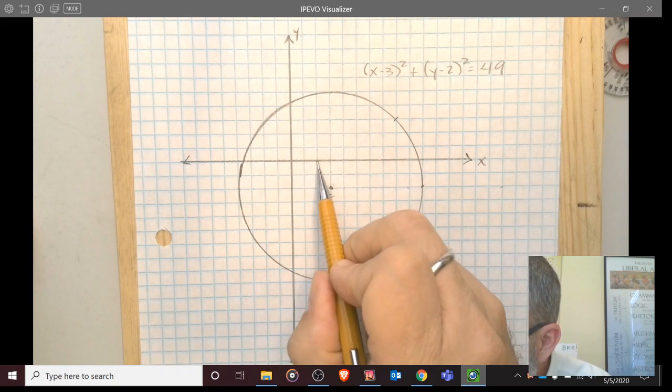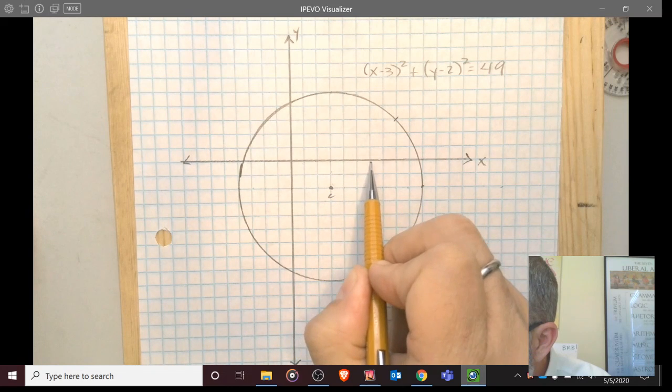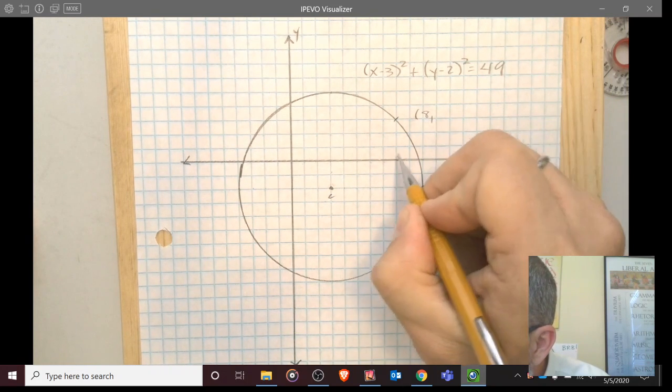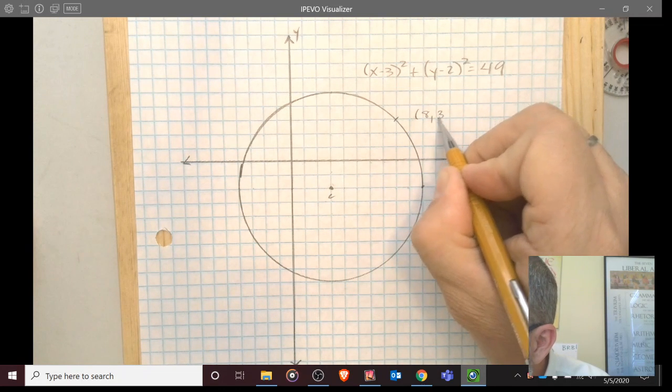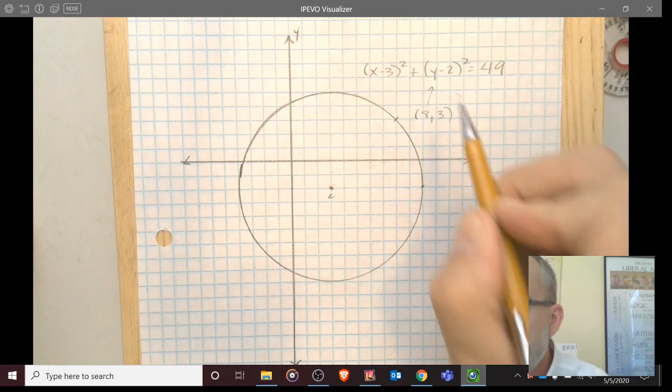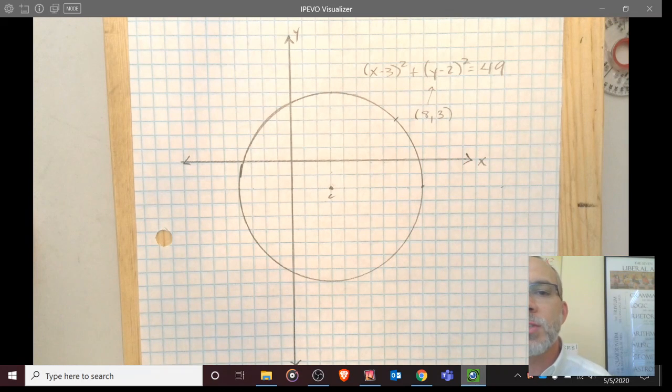That looks like it's 1, 2, 3, 4, 5, 6, 7, 8. This looks like it's the point 8. And then up 1, 2, 3. This looks like it's 8, 3. Does 8, 3 satisfy this equation if I substitute it in? I mean, you could do the math and check right there. It looks like it's close, but it might not be exactly.